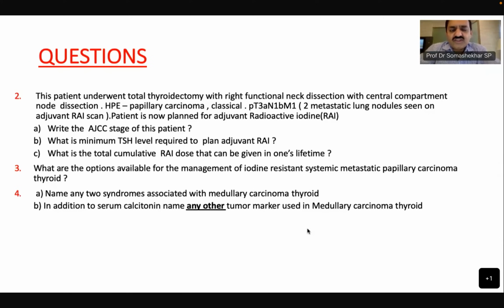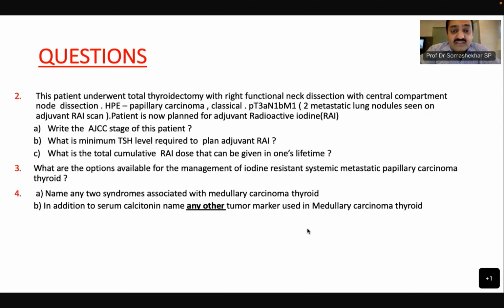So this patient's histology was papillary CA thyroid, T3a, N1b. Remember, there is no N2 or N3: N1a is central compartment, N1b is lateral neck nodes. Two metastatic lung nodules were seen on the adjuvant iodine scan. Now the patient is planned for RAI. What is the AJCC staging?